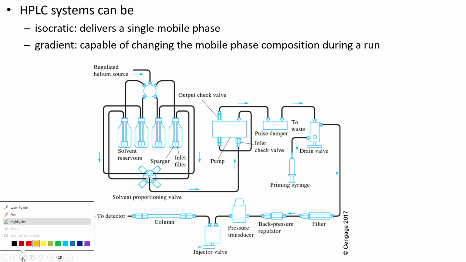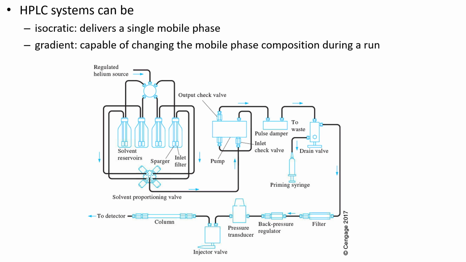All right. If we look at the systems in HPLC, HPLC systems can be operated in isocratic mode, which means it's delivering a single mobile phase, or they can work in gradient mode where they're capable of changing the mobile phase composition during the course of the run as a function of time.